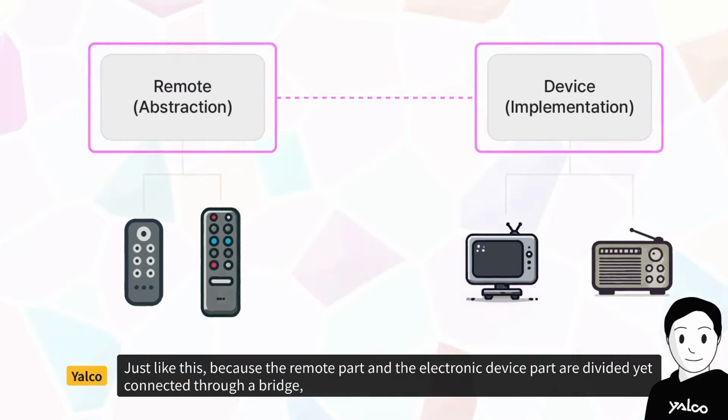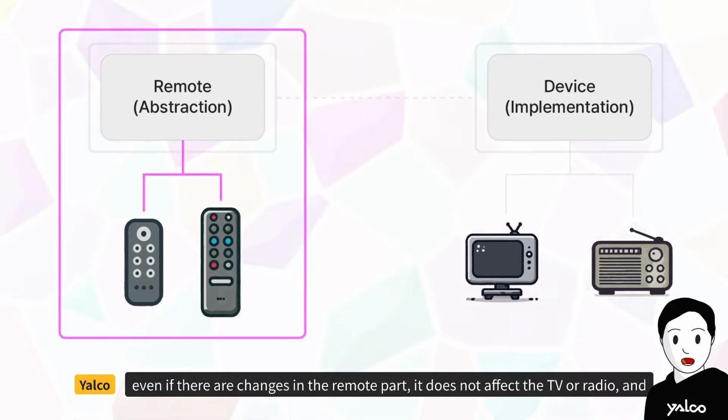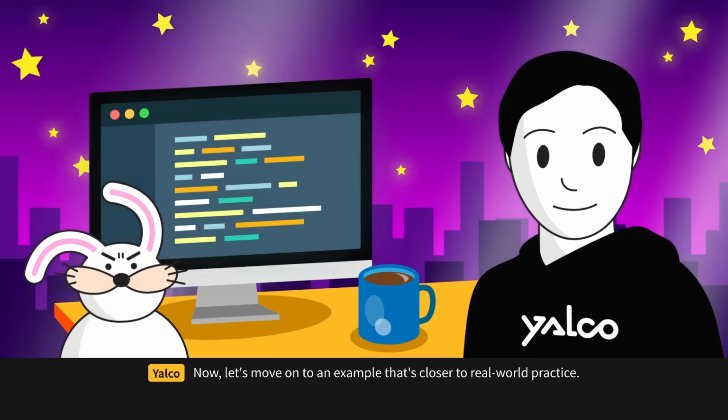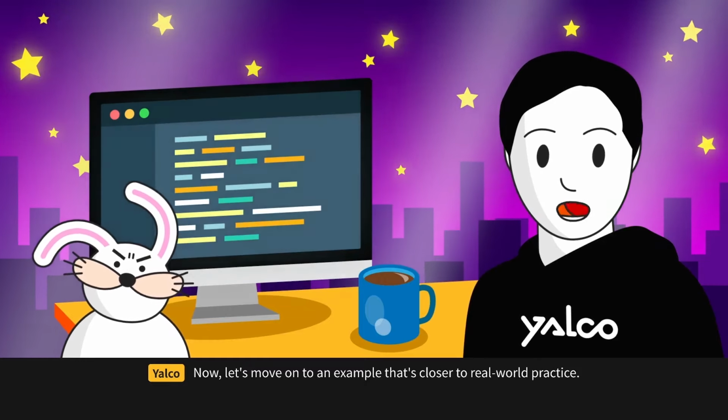Just like this, because the remote part and the electronic device part are divided, yet connected through a bridge, even if there are changes in the remote part, it does not affect the TV or radio. And with the electronic device part as well, you can create the necessary derived classes regardless of what kind of remotes there are. Now, let's move on to an example that's closer to real-world practice.